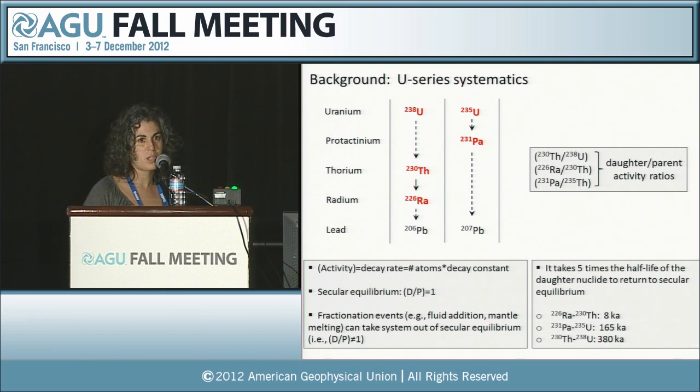And then any sort of fractionation events, such as fluid addition or mantle melting, can take you out of secular equilibrium. And then it will take 5 times the half-life of the daughter nuclide to return to equilibrium. And this is particularly important for the radium-thorium system because the half-life of radium is very short.